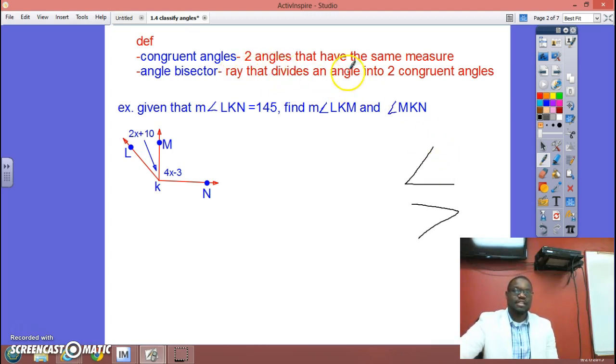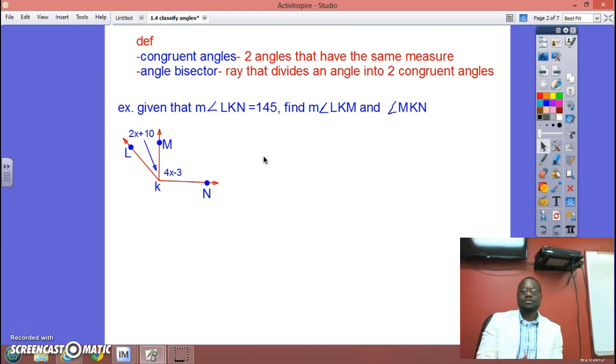An angle bisector is a ray that divides an angle into 2 congruent angles. My drawing is terrible, but an example of an angle bisector would be something like this. If I told you that this big angle was 40 degrees, and then I drew this line that split it down the middle, that means this part right here and this part right here will both be 20. It will bisect it, or cut it into 2 equal parts. That's simply what a bisector is: a ray that divides an angle into 2 congruent angles. So hopefully you understand with my ugly drawing what an angle bisector is and what congruent angles are.